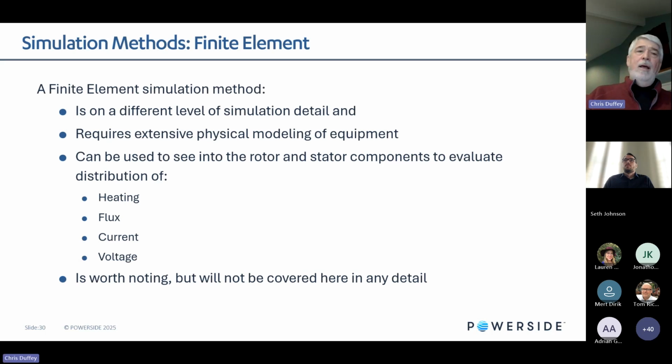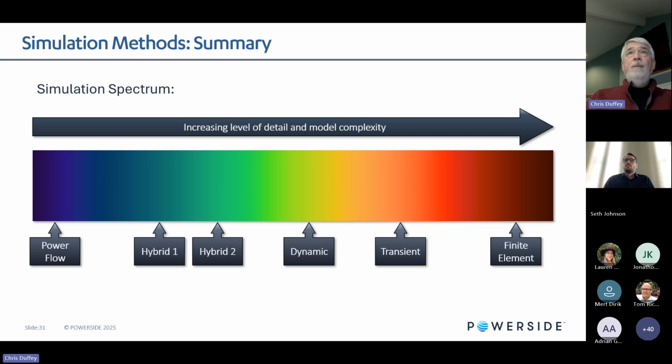Now, there is a last method called finite element. It's on a different level, and we're not even going to really discuss that today. It requires extensive physical modeling of equipment. It can be used to see inside the rotor and the stator components and the iron into the windings to see heating, flux, current, voltage distribution. It's worth noting, but it won't be covered in detail here. So this is our spectrum of modeling detail and complexity. Power flow at the very bottom here, the simplest method, hybrid 1 and 2, which are very similar to each other.